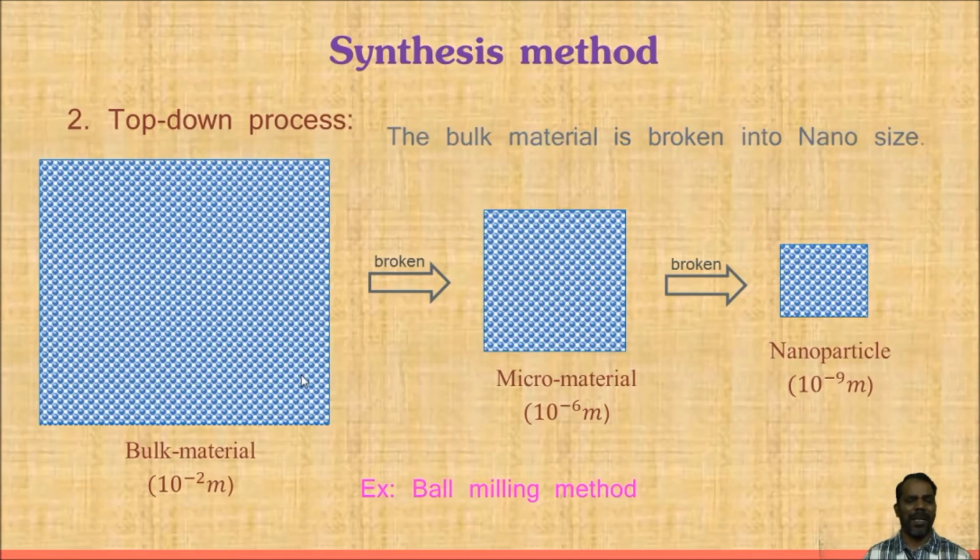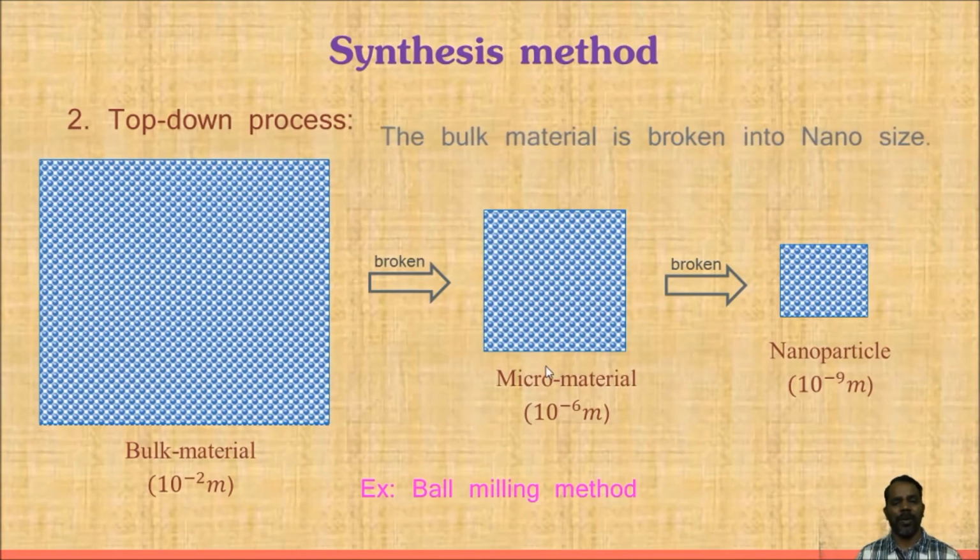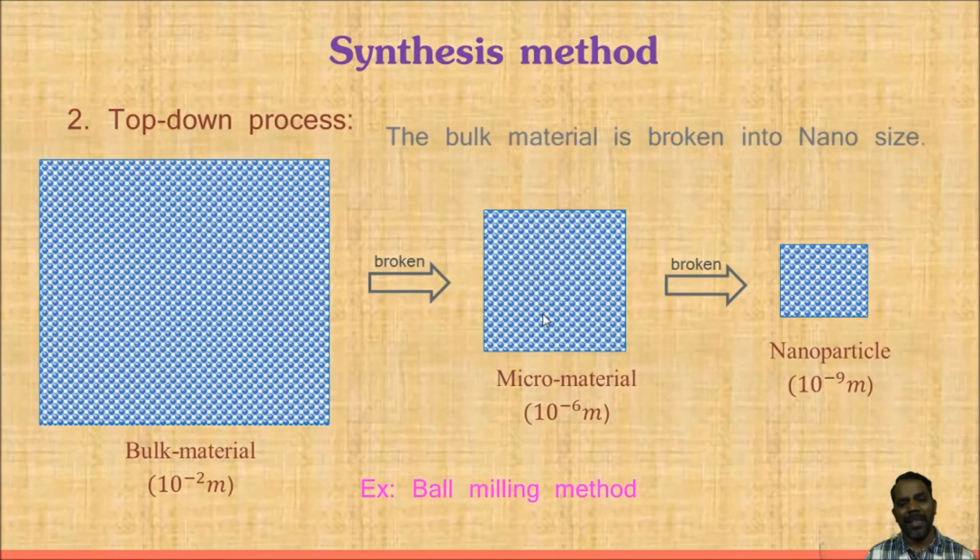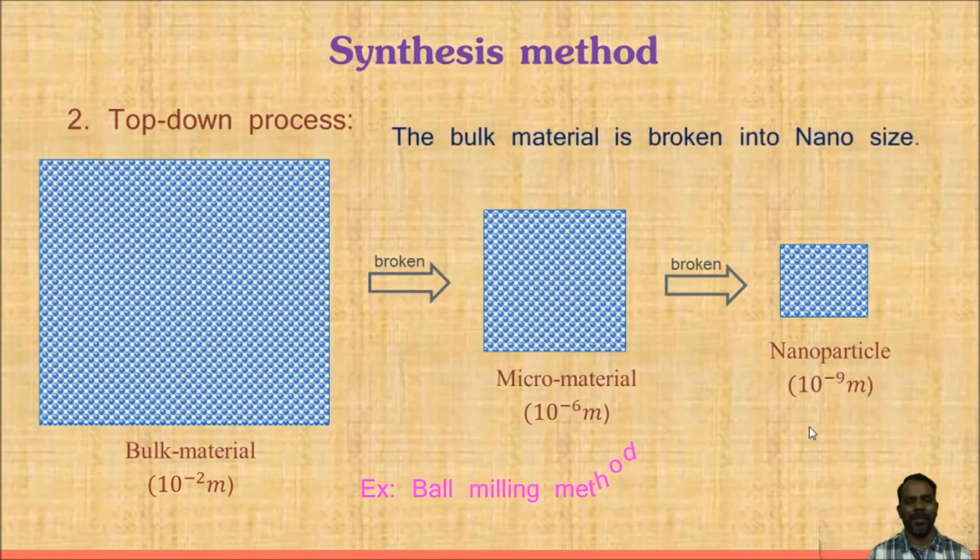In the first case, we take the bulk material, which is around centimeter scale, 10 to the power of minus 2 meter. It is broken into microparticles, whose dimension is 10 to the power of minus 6 meter. Then its size is reduced further and we get the nanoparticle. An example is the ball milling method.